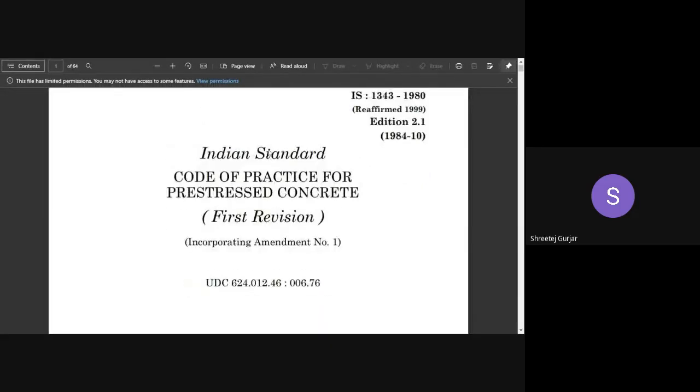Okay. So is the code book visible to you? Yes, sir. Okay. So this is IS 1343, 1980. It is the Indian Standard Code of Practice for pre-stressed concrete. It is especially the code of practice for pre-stressed concrete.